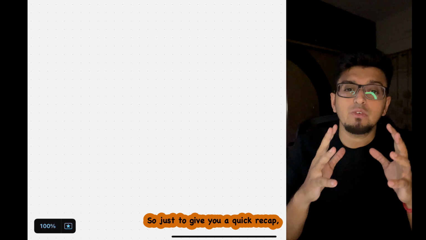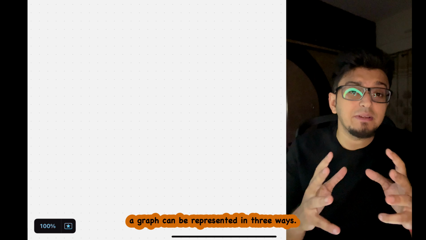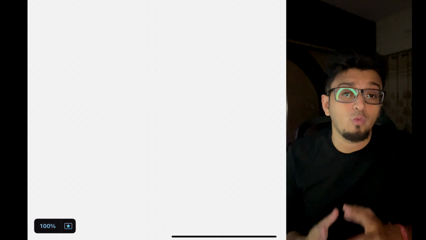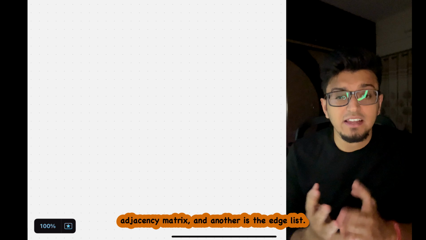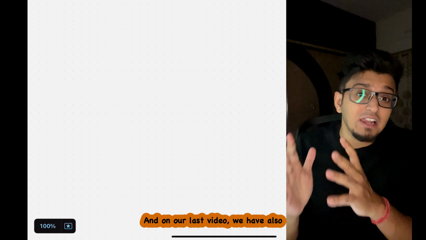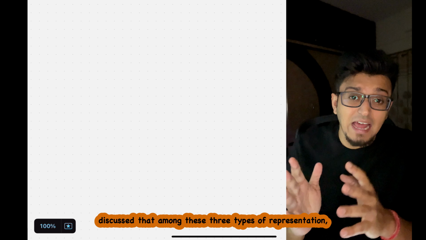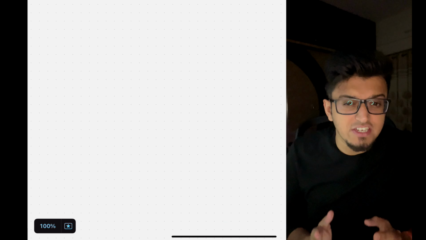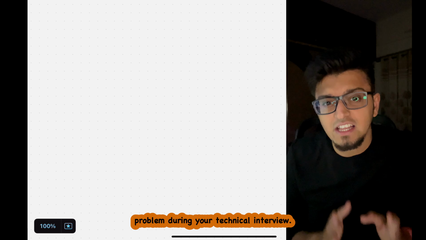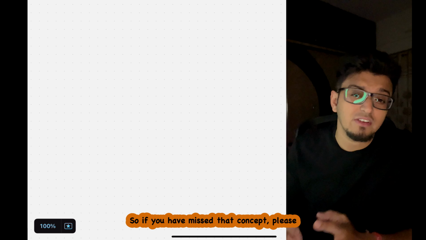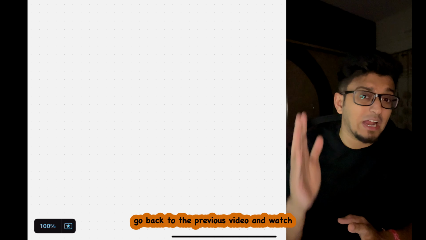Just to give you a quick recap, a graph can be represented in three ways. One is the adjacency list, one is the adjacency matrix, and another is the edge list. In our last video, we also discussed which one of these three types of representation you should prefer when solving any problem during your technical interview. If you have missed that concept, please go back to the previous video and watch it again.